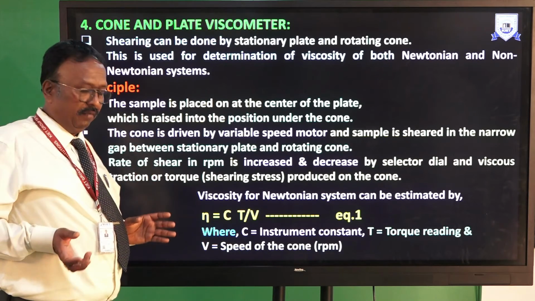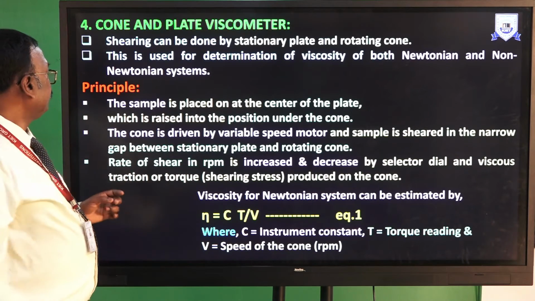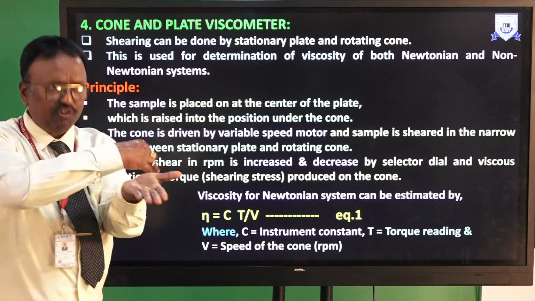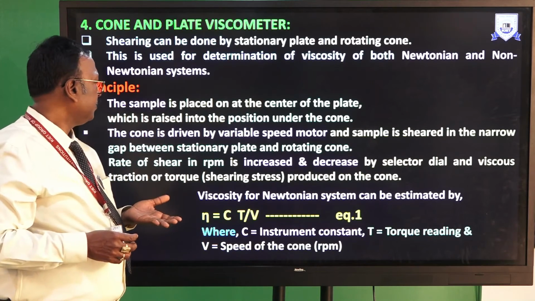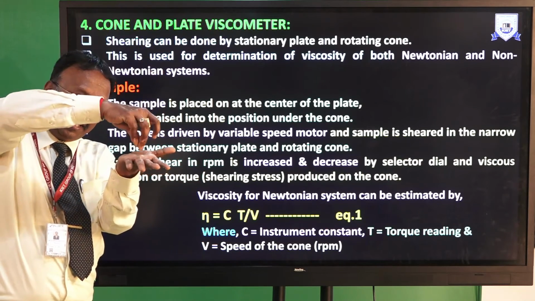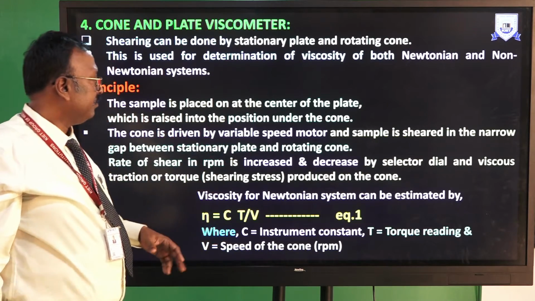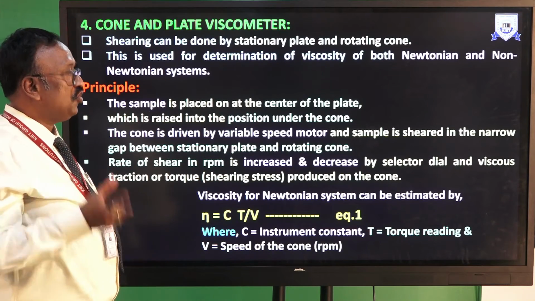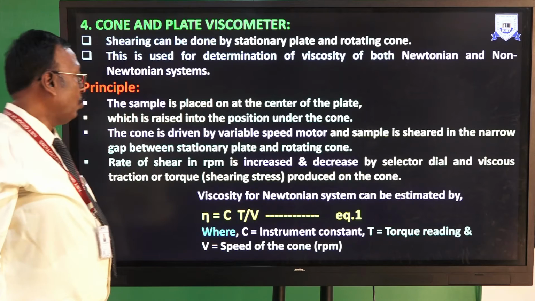The main principle involved in the cone and plate viscometer: the sample is placed at the center of the plate. For example, this is the plate. At the center of the plate, you keep the sample, in a raised position under the cone. The cone is placed at the center of the sample. The cone is driven at variable speeds by a motor. The sample is sheared in the narrow gap between the stationary plate and the rotating cone.